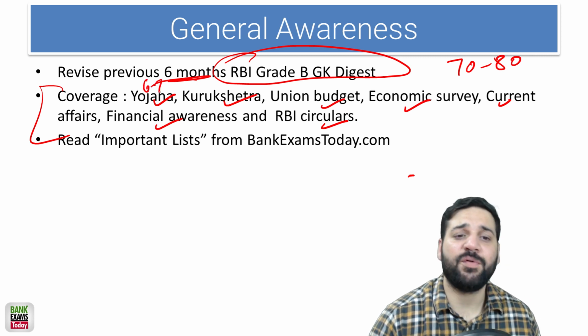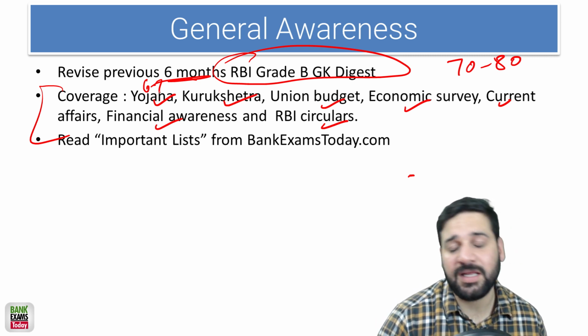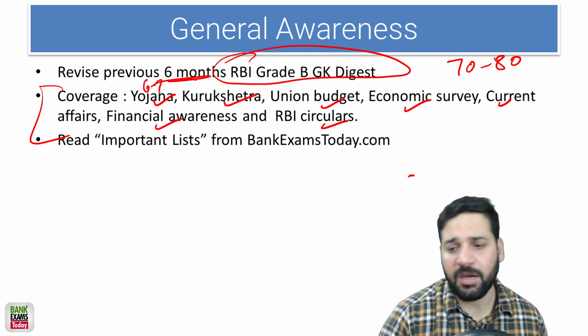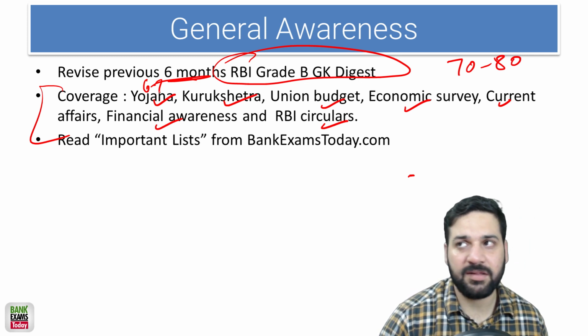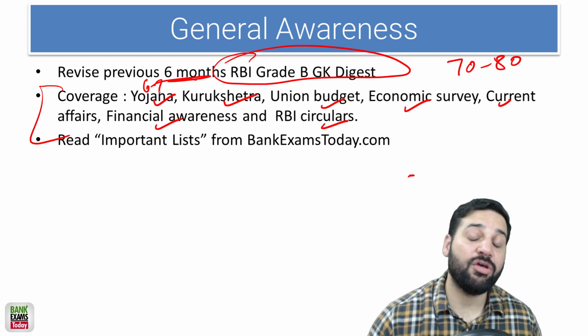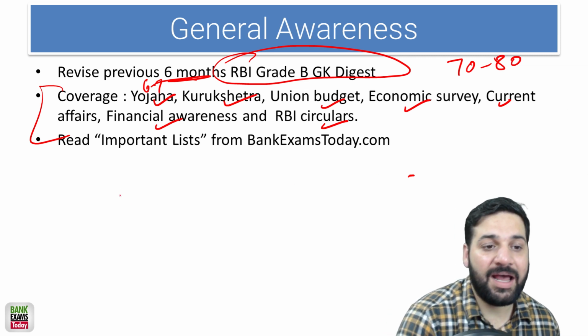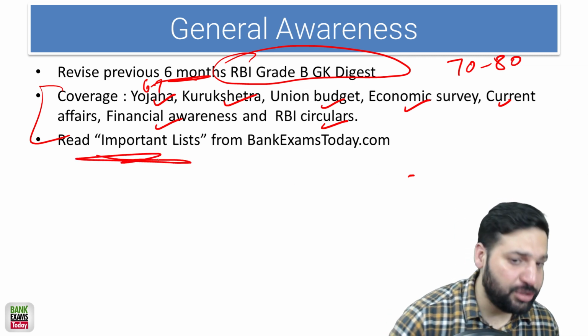6 to 7 pages for Yojana, 6 to 7 pages for Kurukshetra, like 12 to 15 pages for RBI circulars, and for financial awareness, like you can say 10 to 12 pages. So that's how we make 70 to 80 pages. And last but not the least important, the list pages.